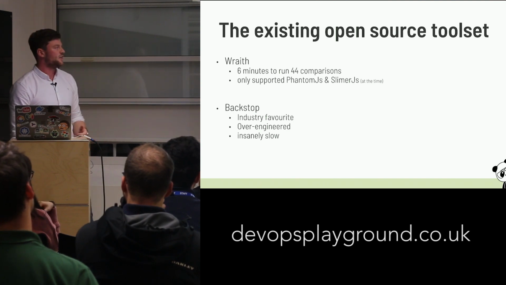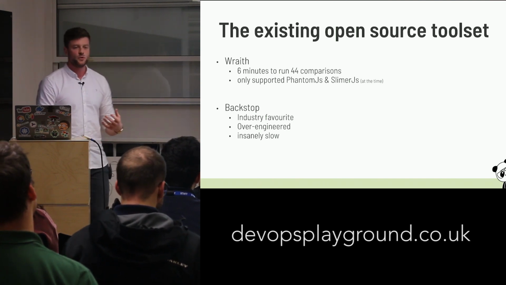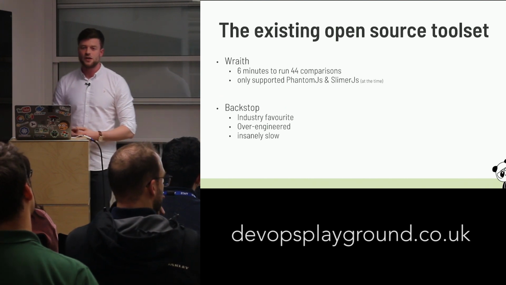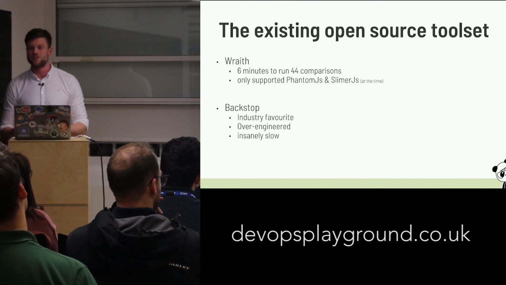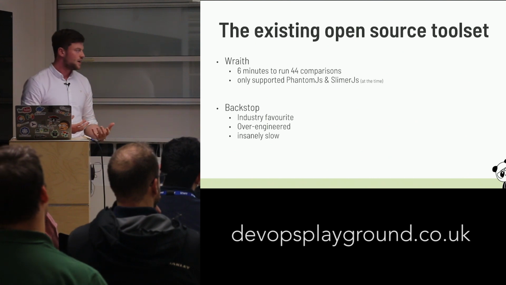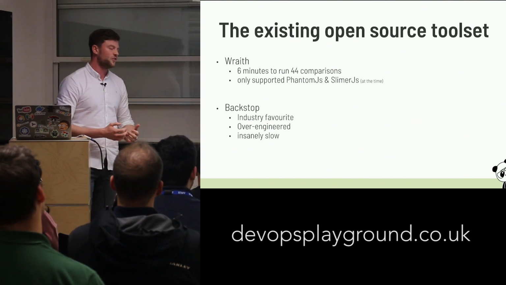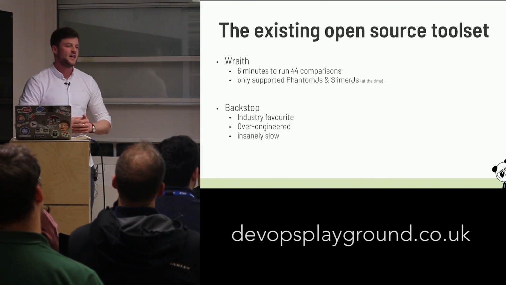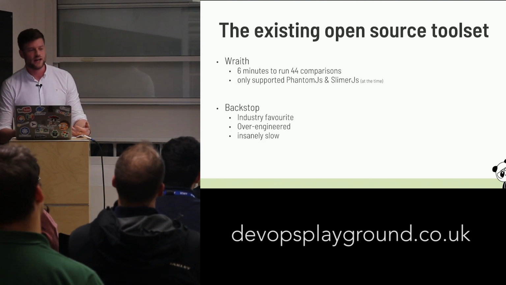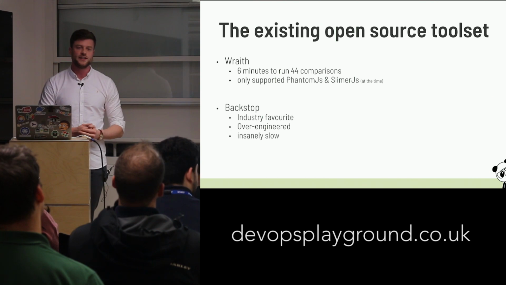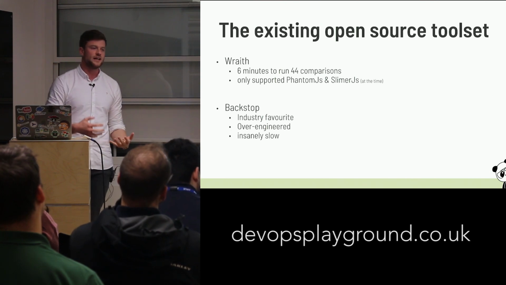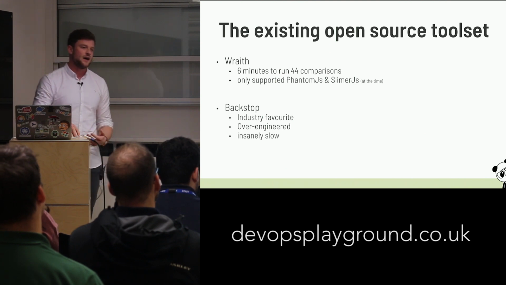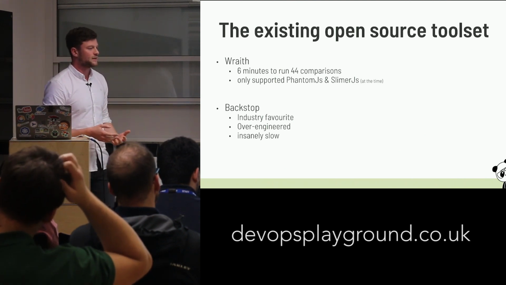So originally, when we first started playing with visual regression, we used a tool called Wraith. And Wraith was a really great, robust tool for a long time. Did about 44 comparisons in around 6 minutes. Wraith's downfall was that it only supported Phantom.js and Slimer.js. And these are both headless browsers. And a real key principle for me about testing is you want to be testing your application as close to how the user interacts with the page as well. These users are not going to be using these headless browsers.